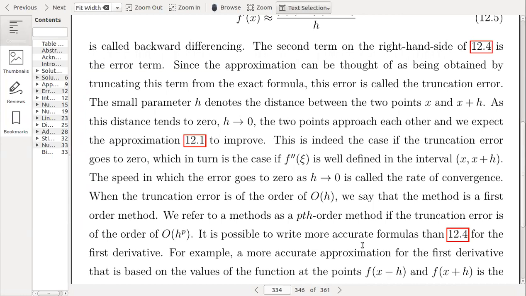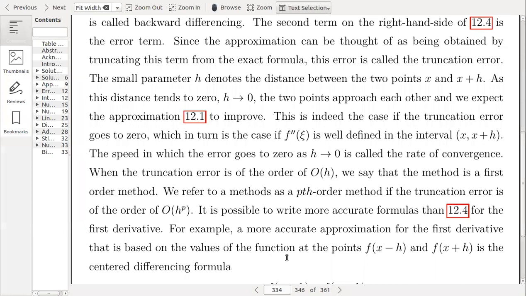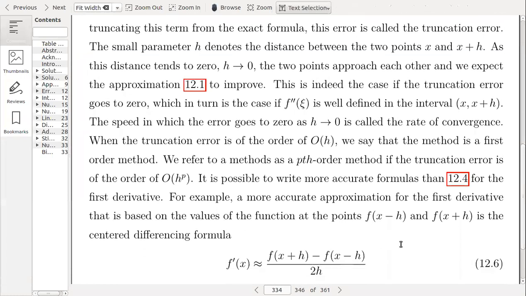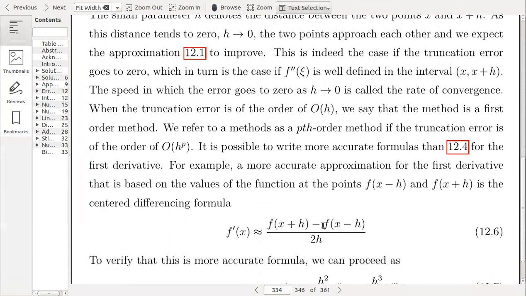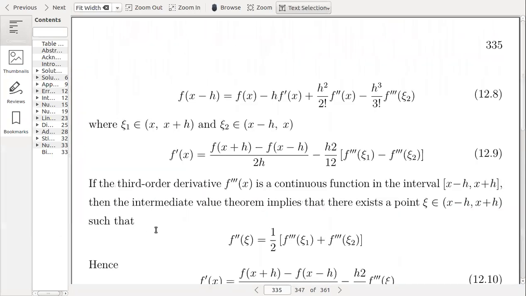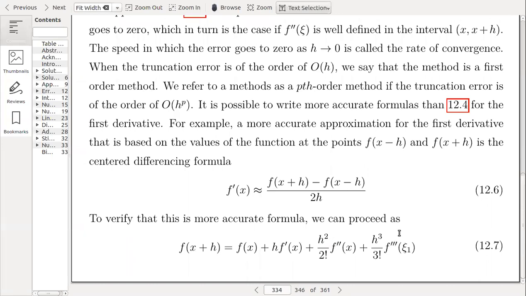It is possible to write more accurate formulas than 12.4 for the first derivative. For example, a more accurate approximation for the first derivative, based on the values of the function at the points f of x minus h and f of x plus h, is the center difference formula. The center difference formula can be written as f of x plus h minus f of x minus h over 2h. To verify that this is a more accurate formula, we can proceed as follows.